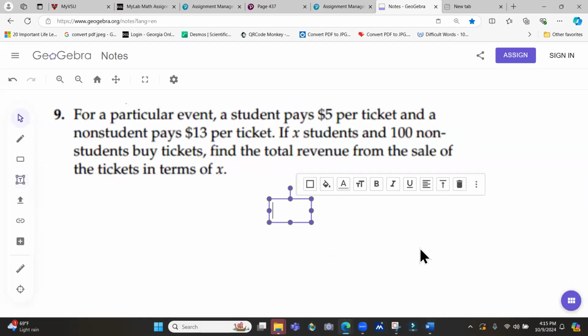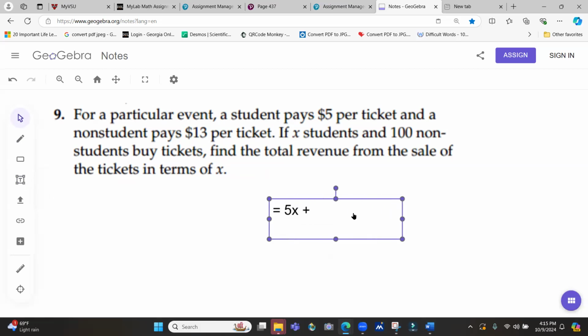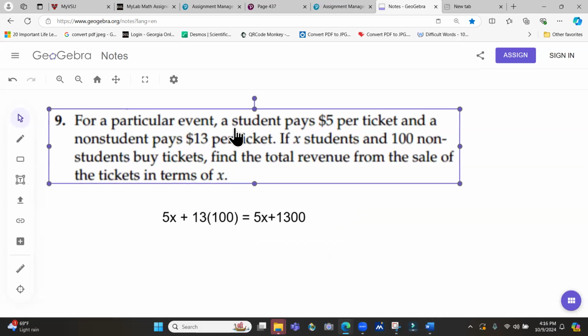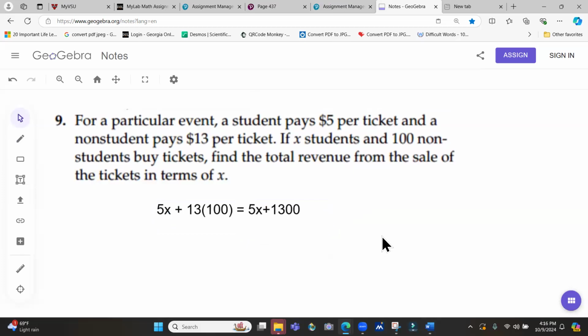From X students, they have received 5 times X dollars, because each student pays $5, and students will pay 5X bucks. 100 non-students will pay 13 times 100, which is 1,300 bucks. And that's going to be 5X plus 1,300. So that's number 9, which wasn't that difficult. I'm going to give you 1 minute here.